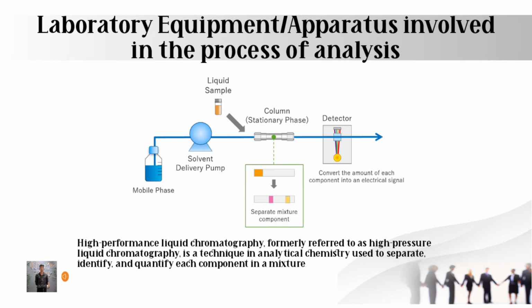This is the laboratory equipment or apparatus involved in the process of analysis. High-performance liquid chromatography, formerly referred to as high-pressure liquid chromatography, is a technique in analytical chemistry used to separate, identify, and quantify each component in a mixture.